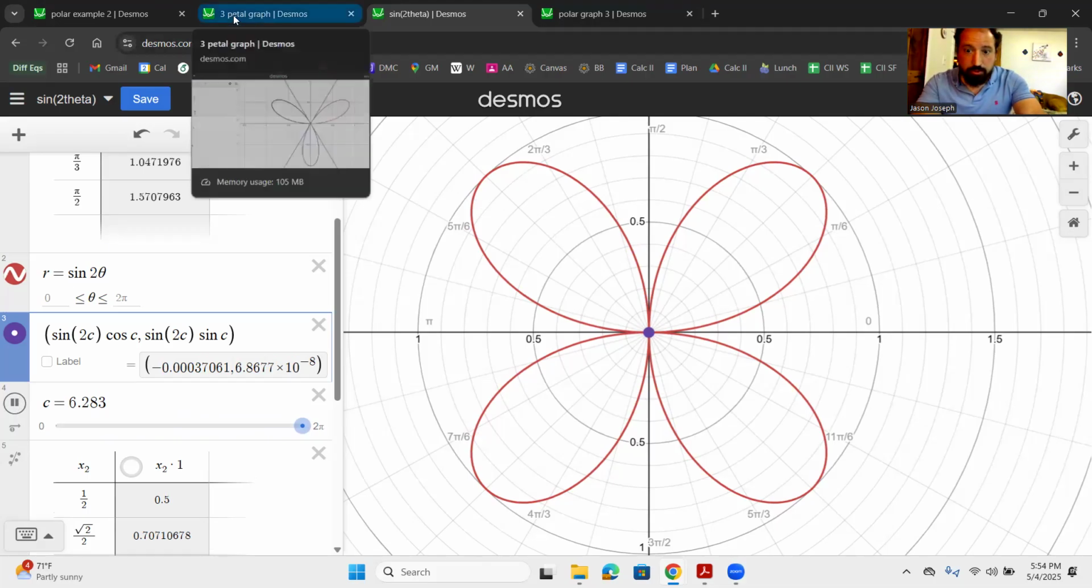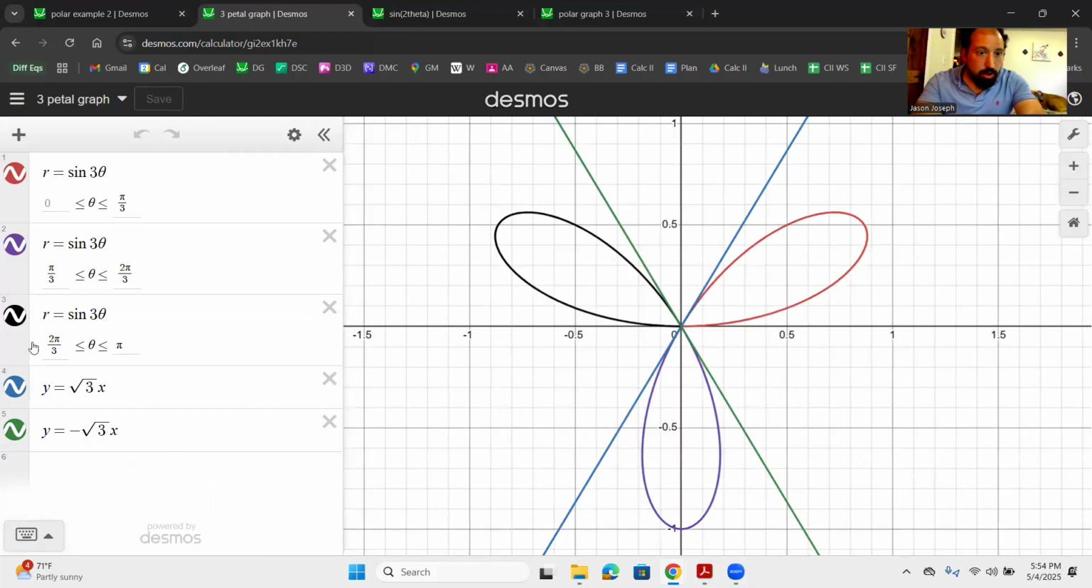Another example I wanted to highlight is sine of 3 theta. The graph is going to be this 3-petal rose. I've split it up into the various intervals of theta that make the different petals. And here we really only go from 0 to pi. And from 0 to pi over 3, you get this red petal. From 2 pi over 3 to pi, you get this black petal.